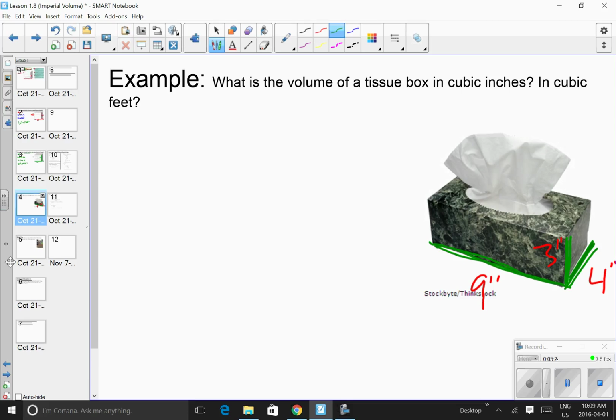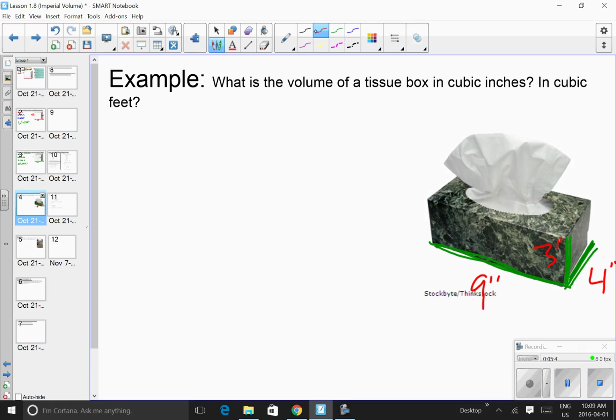What is the volume of this tissue box in cubic inches and cubic feet? So first let's figure out the volume in cubic inches. I would have made you measure one. If you don't trust me, you can measure the one on my desk. And it's approximately 9 inches by 4 inches by 3 inches.